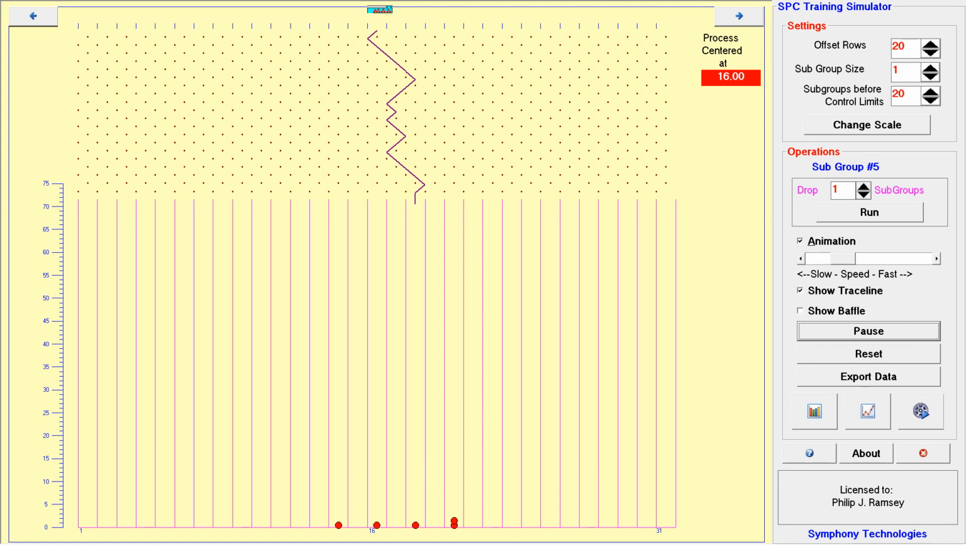So what I'm going to do is reset the quincunx and take off the animation and drop a lot of beads. So I'll drop them 10 at a time. So I'll just start dropping them. Notice as we drop them, a pattern is developing.